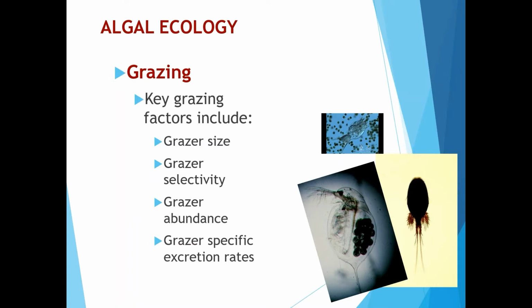Depends on how big you are. Size does matter. How selective you are. Calanoid copepods are going to be less selective than a cyclopoid copepod. How dense you are. So very dense grazers are going to have more impact than non-dense grazers. What your specific excretion rates are.